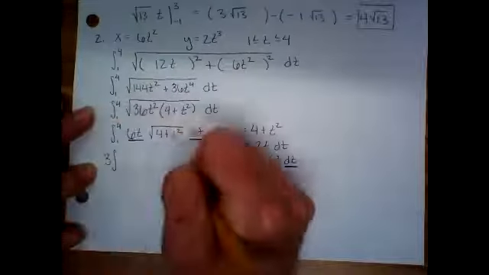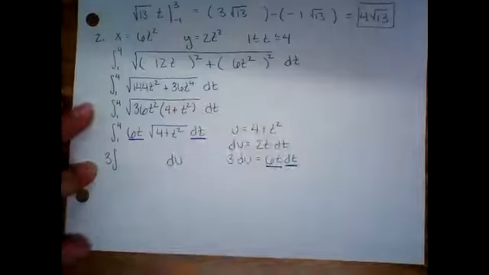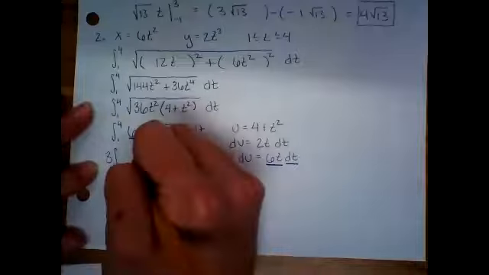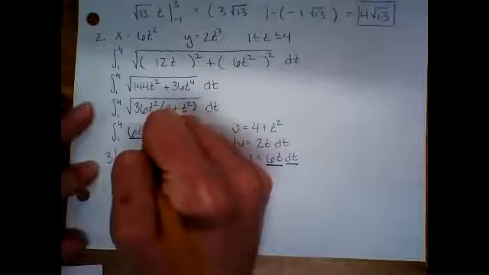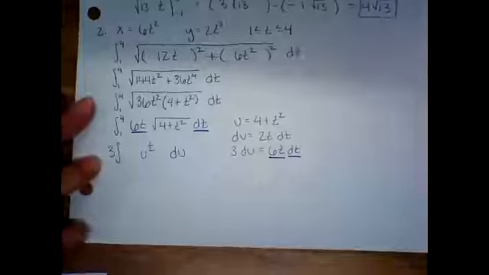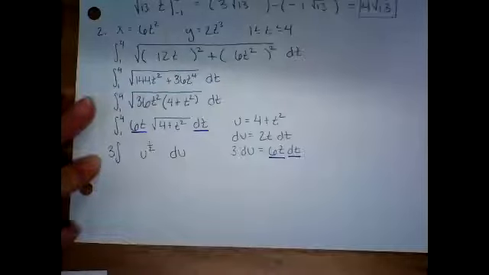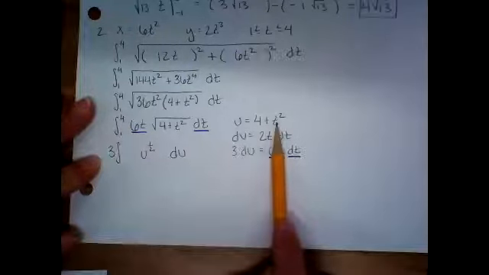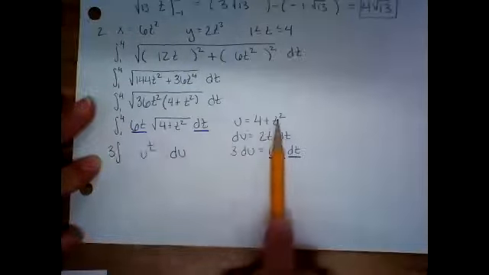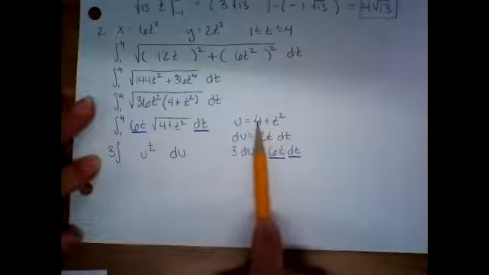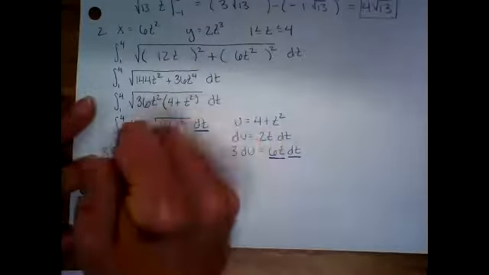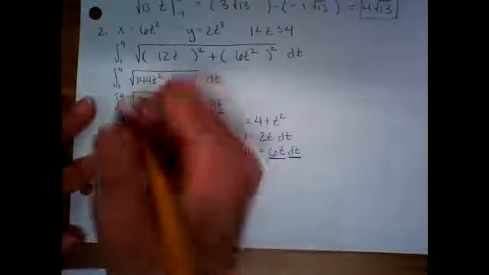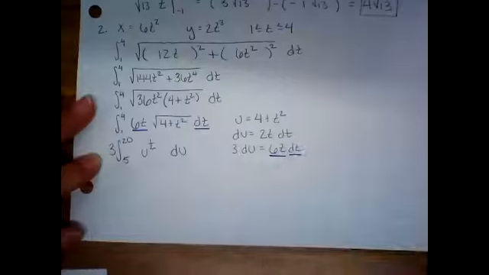So 3 goes out front, du goes at the end. What's still there? What didn't I highlight? Square root of u. I'm going to write it as u to the 1/2. And then we're going to adjust the boundaries. It's not hard, but you have to do it. All you have to do is take the 1 and the 4, plug them in for t, and see what you get. So if you plug in 1, what do you get? 5, good. And if you plug in 4, 4 squared is 16, plus 4 is 20.